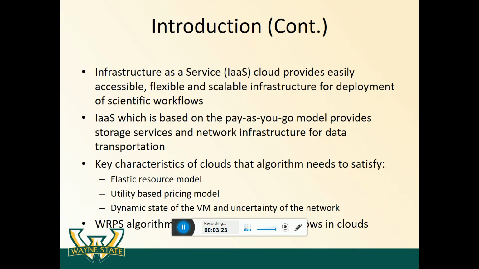Second, utility-based pricing model. There is a cost associated with VMs, so we need to minimize the cost of execution while meeting the deadline. Third, dynamic state of VMs and uncertainty of the network. Cloud is not static but dynamic. Also, the bandwidth of the cloud may vary.